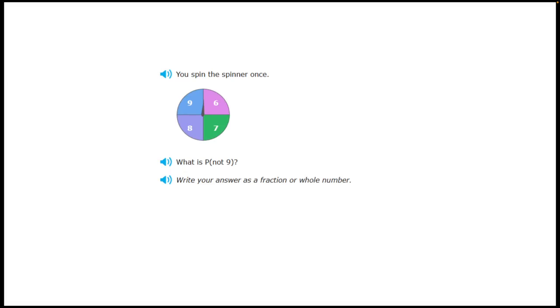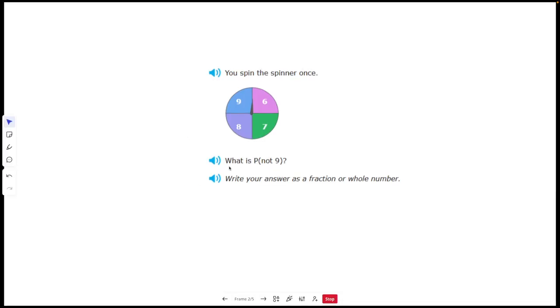Today we're going to be looking at probability of simple events and opposite events. So, for example, in this problem it says, what is the probability that you do not get a 9? Okay, so we're going to be looking at what happens when you throw the word not into these problems.